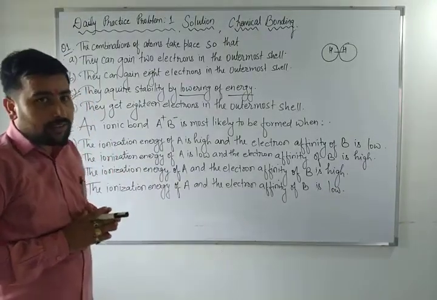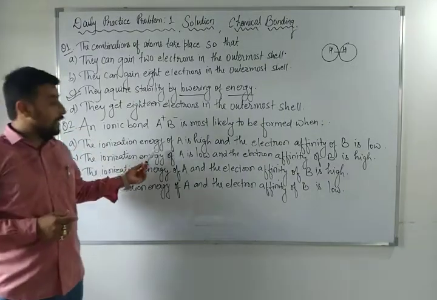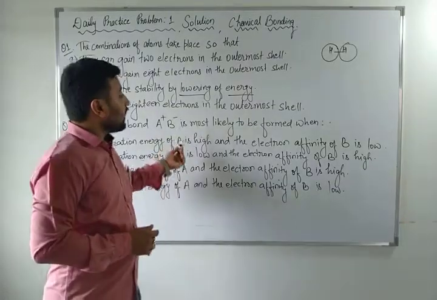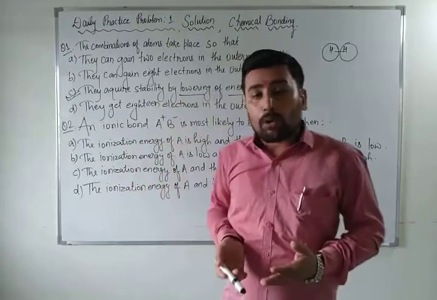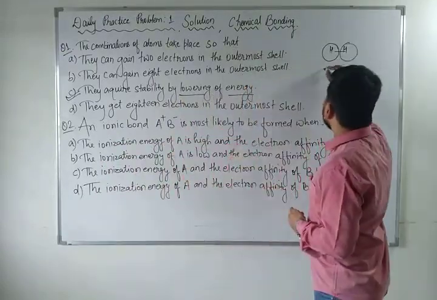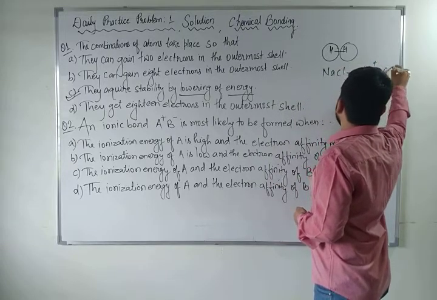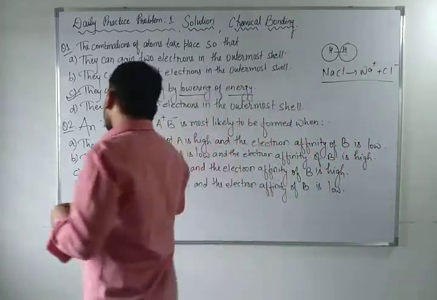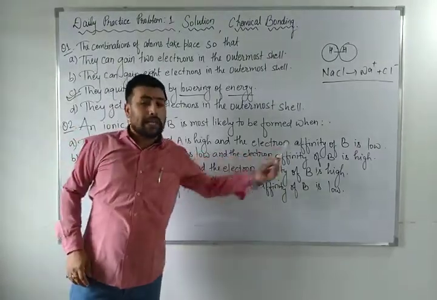Got it? Now the second question is: an ionic bond A plus B minus is most likely to be formed when... Just suppose I want to tell you about the ionic bond sodium chloride, NaCl, you know very well, Na+ and Cl-. So when will it be formed? Here the option says the ionization energy of the cation is high and the electron affinity of the anion is low.